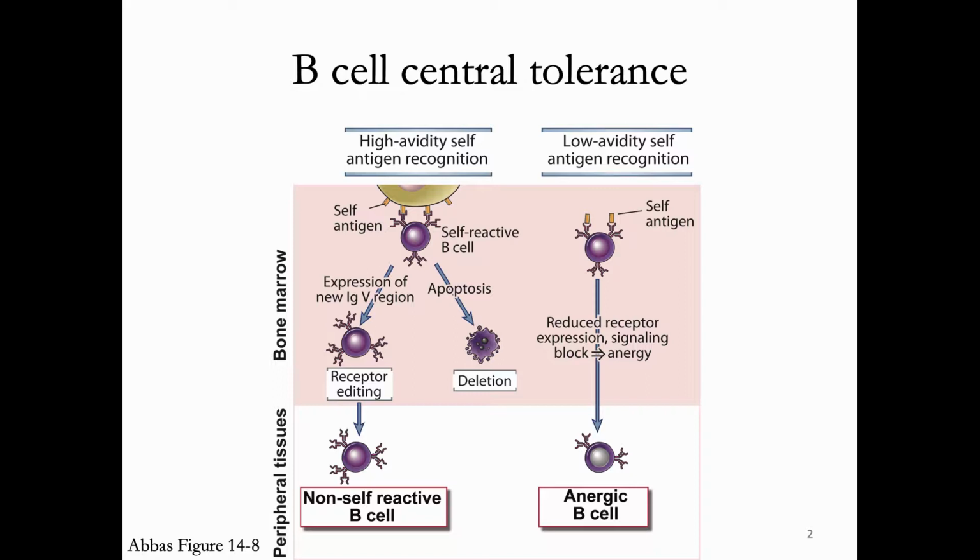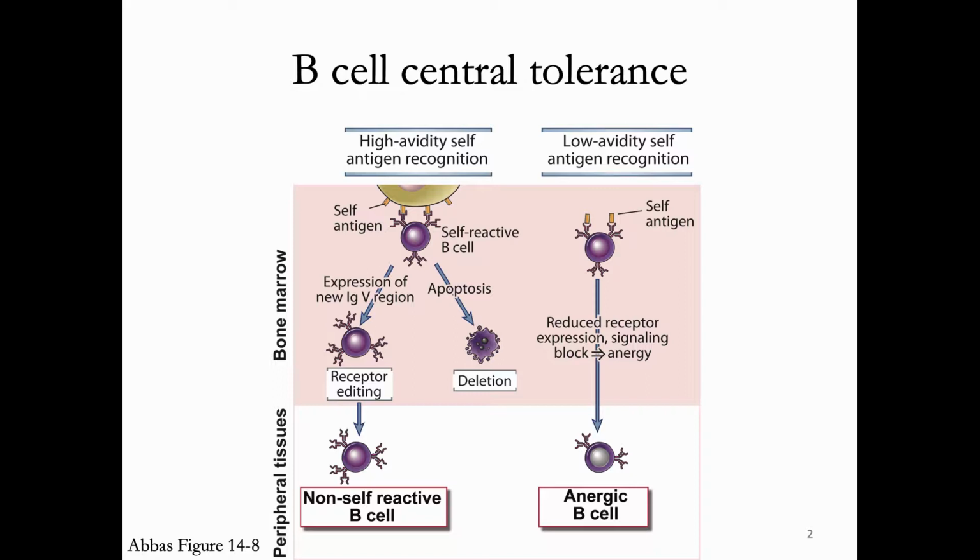Exactly. So B cells are limited in testing against antigens that are in the bone marrow, and only some antigens are in the bone marrow. So B cell central tolerance is pretty good, but it has this flaw that we're only testing against the subset of antigens that are present in the bone marrow.